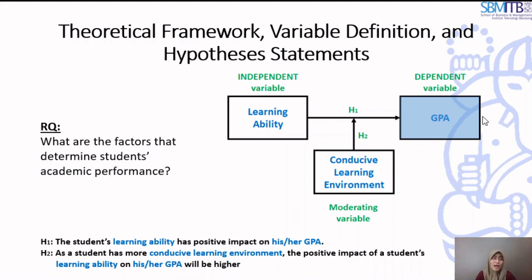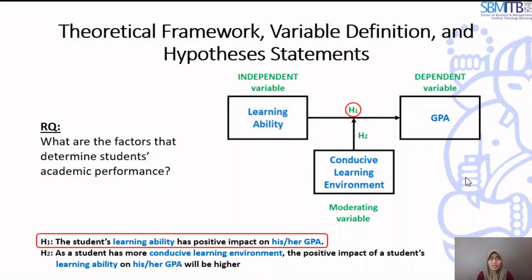For instance, after reviewing several previous studies, we acknowledge that students' GPA is affected by their learning ability. At the same time, we may also see in reality that students with relatively high learning ability are more likely to achieve high GPA as well. By integrating theories and what we saw in the field, we formulate the first hypothesis. The student's learning ability has positive impact on his or her GPA.